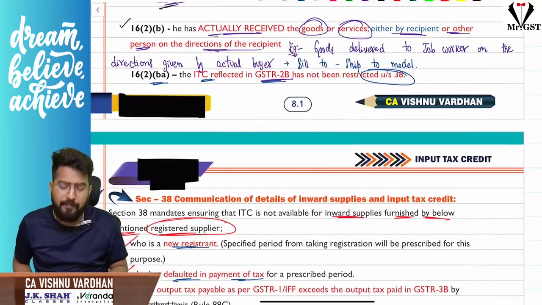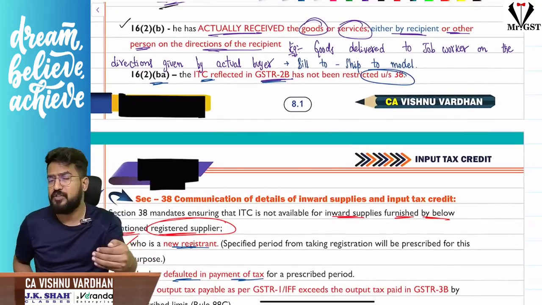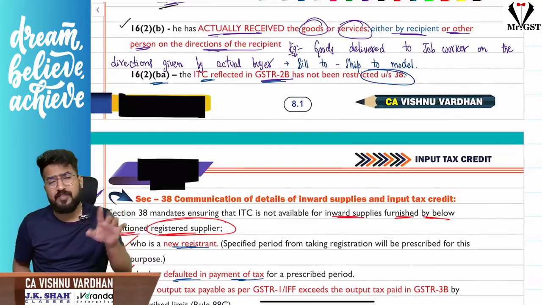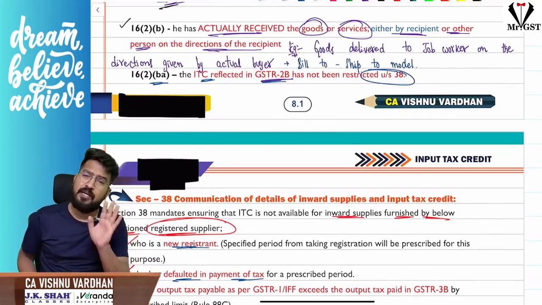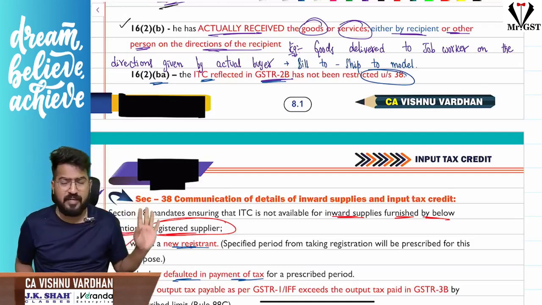So I repeat, actually goods or services should have been received by the recipient to claim ITC, even if this job worker or any other third person for that matter has received it on the directions of the recipient. Still, the recipient is eligible for ITC.